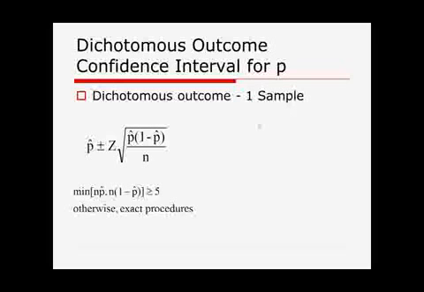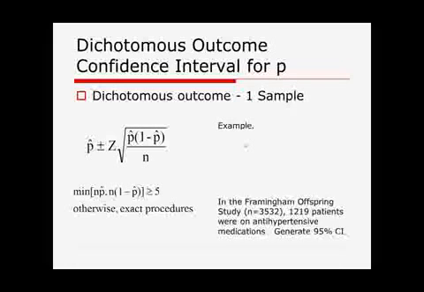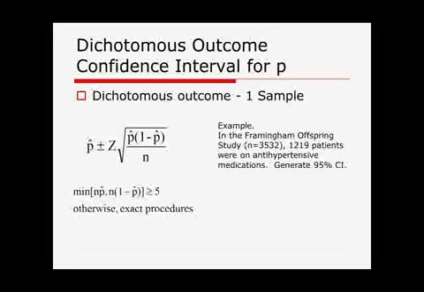So let me give you a little example. I happen to do a fair amount of work on the Framingham Heart Study, and suppose we look at the Framingham offspring, who are the children of the original cohort participants, and we might have 3,500 odd of them. In this case, we're looking at how many are on antihypertensive medications. So this is a yes-no response, and it turns out that 1,219 are. And we want to generate a 95% confidence interval for the proportion of people on antihypertensive medication.